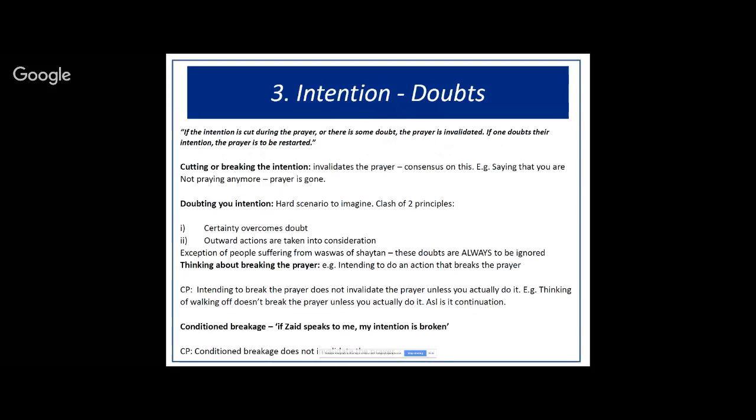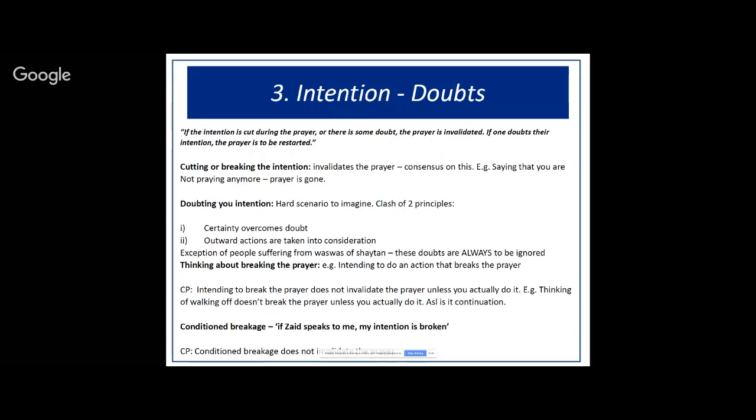Okay, breaking the intention. If the intention is cut during the prayer, or there's some doubt, the prayer is invalidated. And if one doubts their intention, the prayer is to be restarted. So cutting or breaking the intention invalidates the prayer. There's consensus on this. For example, if you say, I'm not praying anymore, the prayer is gone. So that's, I think, pretty straightforward.